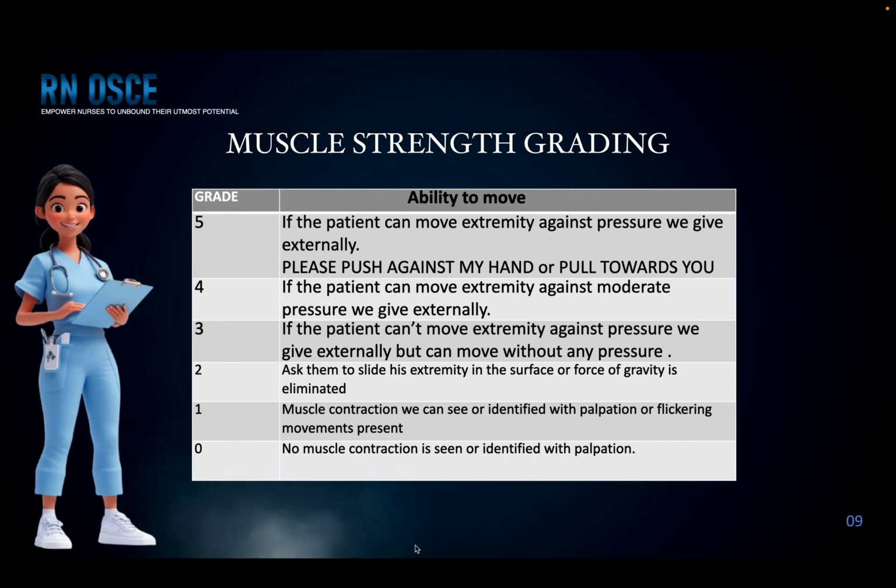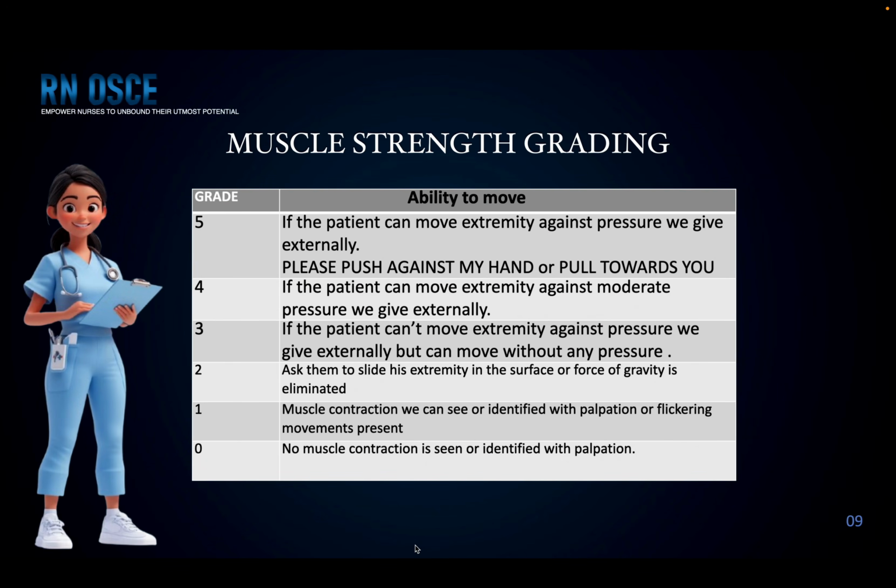Okay, shall we proceed? Here, you are assessing the patient's ability to move. You are to ask the patient, please push against my hand or pull towards you. If the patient can move the extremity against the pressure you give externally, then you can give a score of 5.